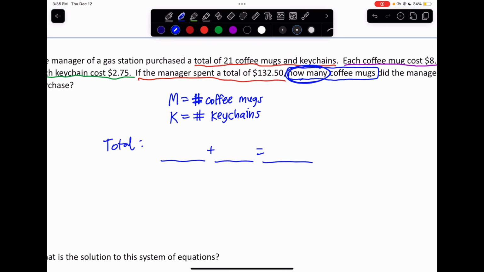Okay, and then here, let's see. It told me the total already. So the total number of items is 21. So that's going to be the number of coffee mugs and the number of keychains add up to 21. Okay, well, how do I say the number of coffee mugs? I use M. How do I say number of keychains? I use K. Awesome. Equation 1 done.